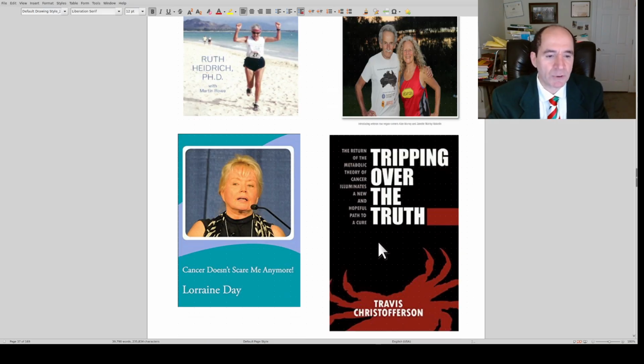Here's this book called Tripping Over the Truth by Travis Christofferson. He's a very bright guy, and I think he knows Thomas Seyfried, the guy who did research on the metabolic theory of cancer. I think they did a great job of explaining the basics of cancer pathophysiology and the metabolic theory of cancer. But after that, they go off the deep end, jump the shark, or whatever you want to call it, and they start recommending the ketogenic diet. And I'm sorry, but I think they're profoundly ignorant about metabolism and nutrition.